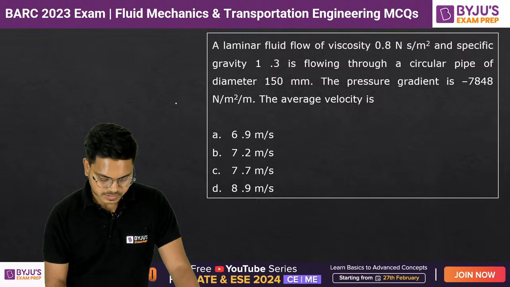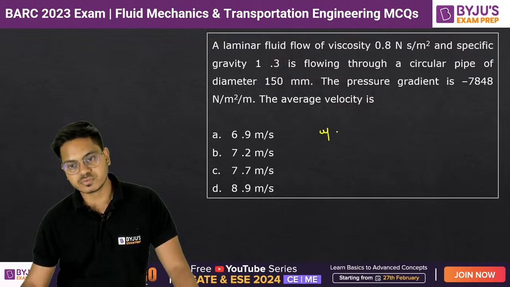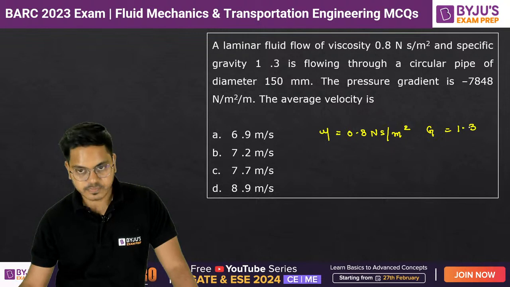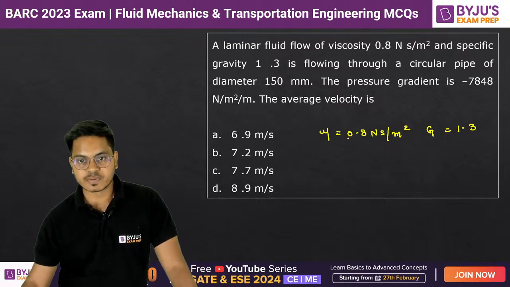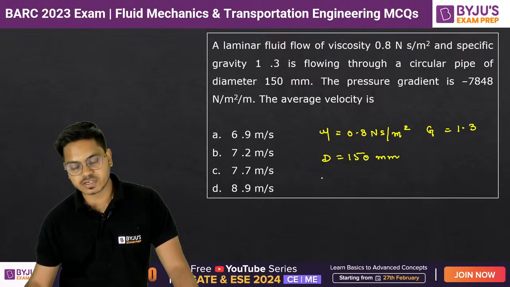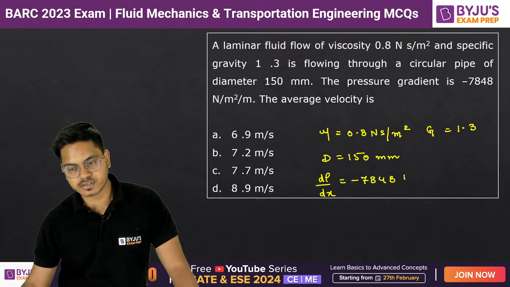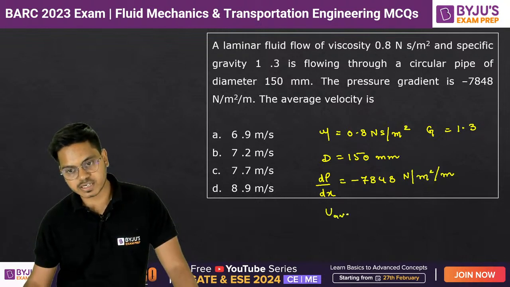So the question says that a laminar fluid flow of viscosity, again the viscosity is given to you, 0.8 Newton second per meter square. Specific gravity is given to you as 1.3, is flowing through a circular pipe of diameter 150 mm. Very well. Pressure gradient, del P by del X or dP by dx, is given to you as minus 7848 Newton per meter square per meter. What is the average velocity they are asking?